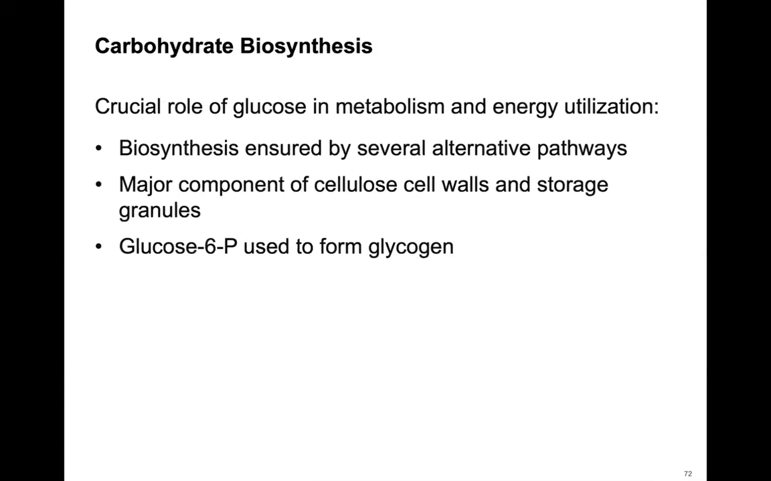Crucial role of glucose in metabolism and energy utilization. Sometimes it's important that we be able to synthesize carbohydrates. The biosynthesis is ensured by several alternate pathways. Major components of cell walls and storage granules depend upon this. Glucose 6-phosphate is used to form glycogen.